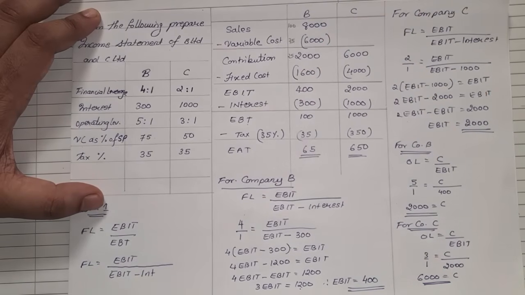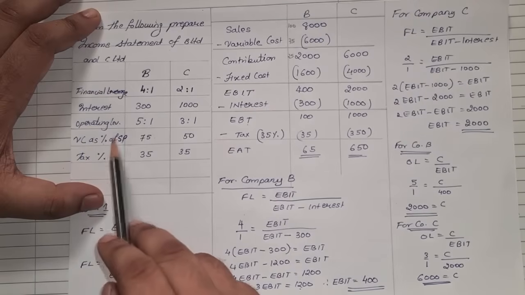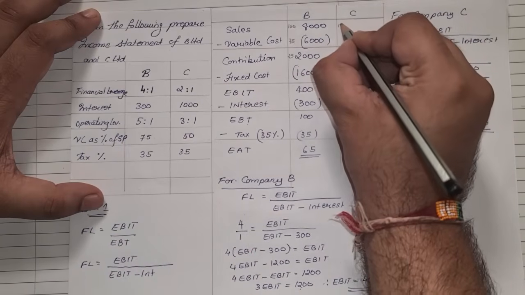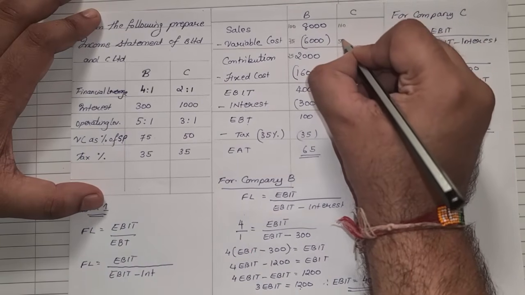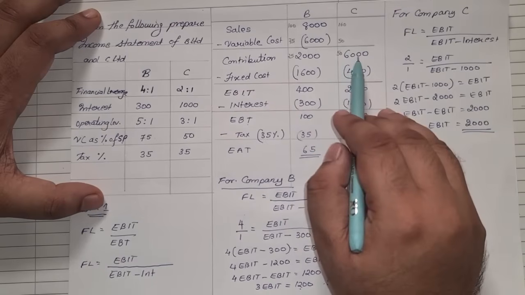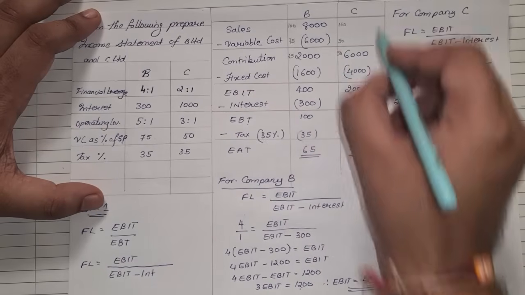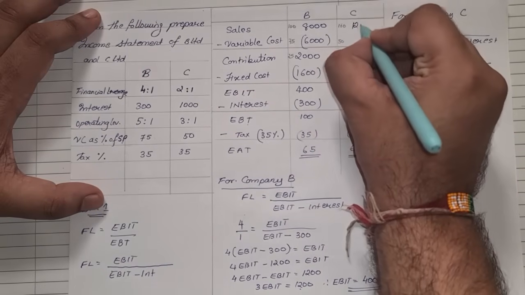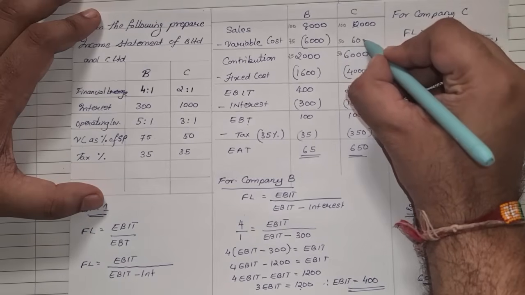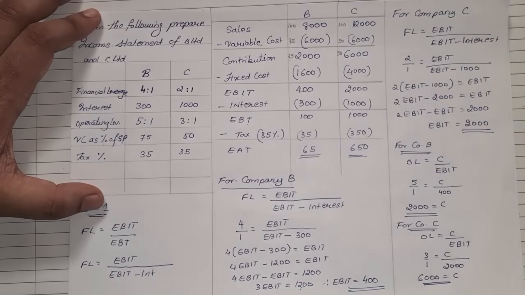Similarly, variable as a percentage of selling price is 50% for company C. Meaning, if your selling price is 100, your variable is 50, so 50 is your contribution. If for 50% the value is 6000, so for 100 it is how much? We cross multiply and we get the value as 12,000. So 12,000 minus 6,000, the difference comes to 6,000.